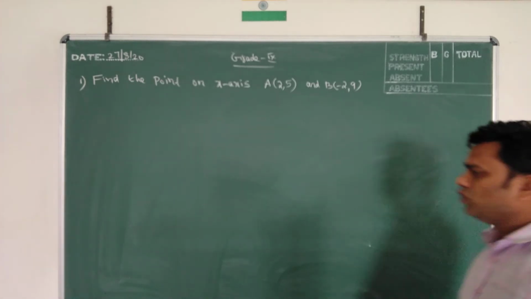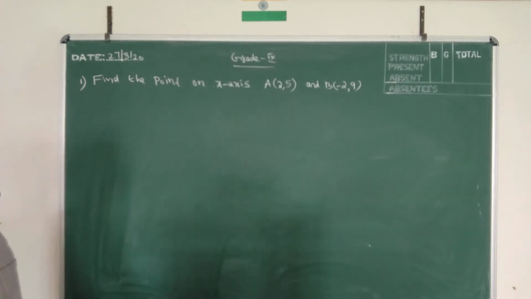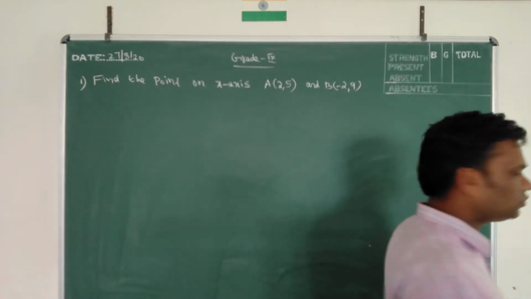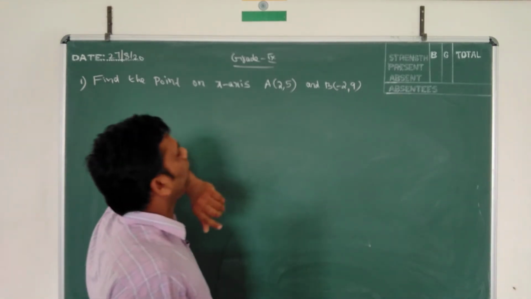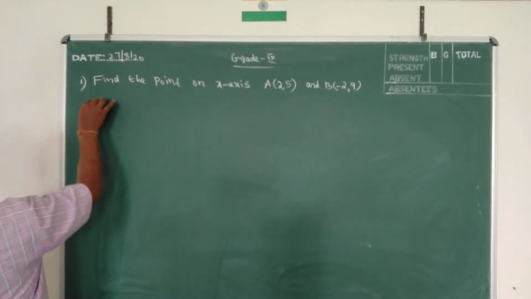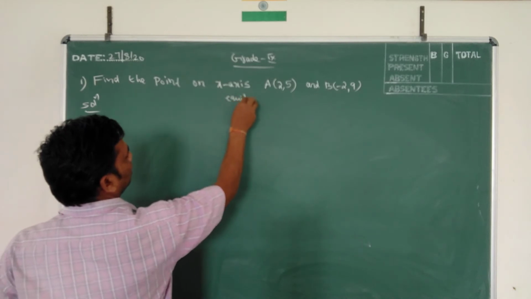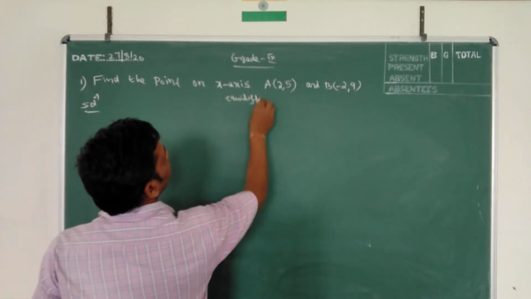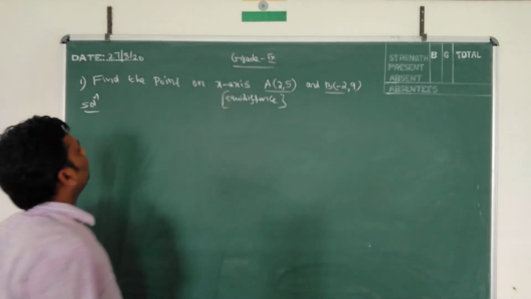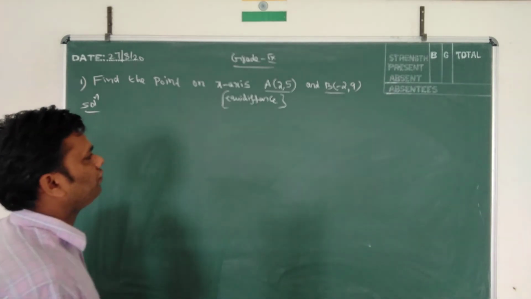See here, today's problem based on the equations. Find the point on x-axis which is equidistant from A 2 comma 5 and B minus 2 comma 9. Find the point on x-axis which is equidistant from A and B.